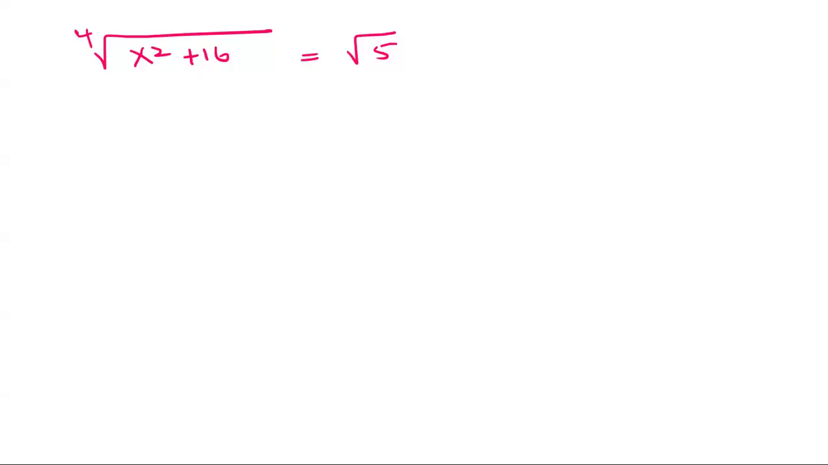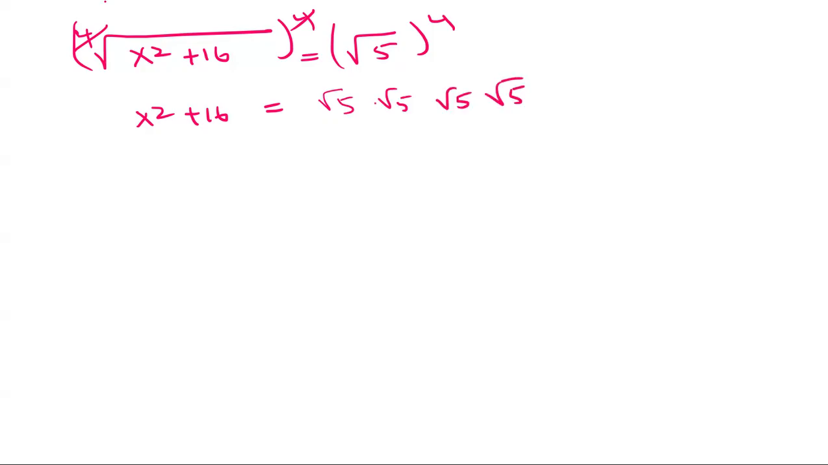All right, so we have the fourth root here. We're going to raise both sides to the power of 4. The fourth root and the power go away, and we have x squared plus 16. And radical 5 to the fourth, remember, I can write radical 5 four times. There's another way, and I'll show that in a second.